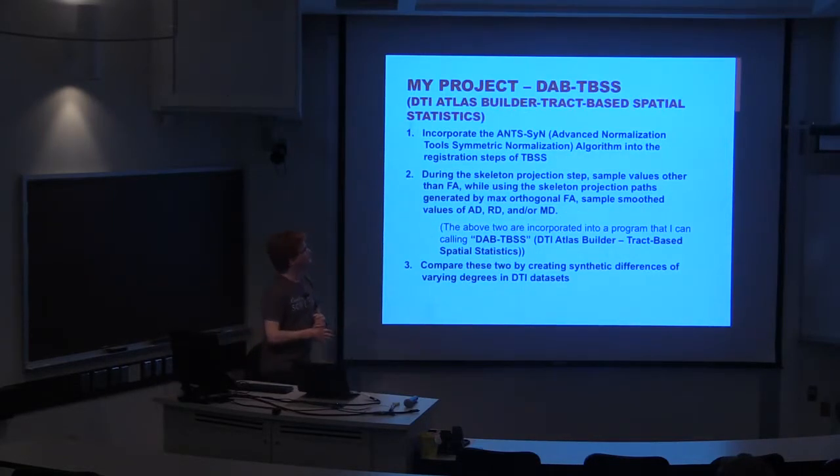And so this project culminated in something called DAB TBSS, which is DTI Atlas Builder, Tract-Based Spatial Statistics. Essentially, I took an algorithm called the ANTS-SYN algorithm, the Advanced Normalization Tools Symmetric Normalization algorithm, and I used that to perform the registration step in TBSS. And then in the later steps, I attempted to compare not just fractional anisotropy, but also axial diffusivity when I was performing group-based comparisons.